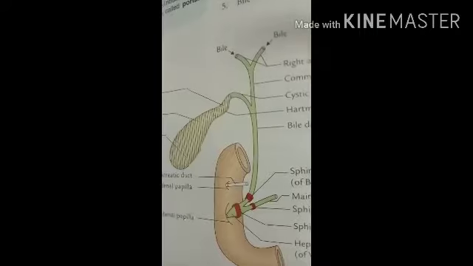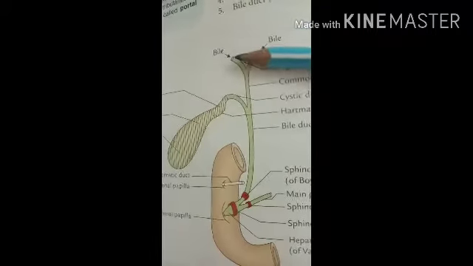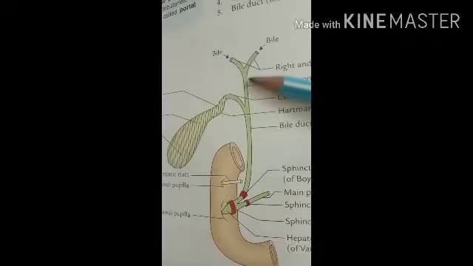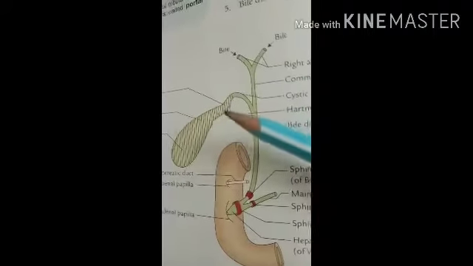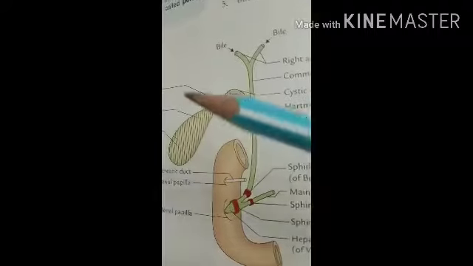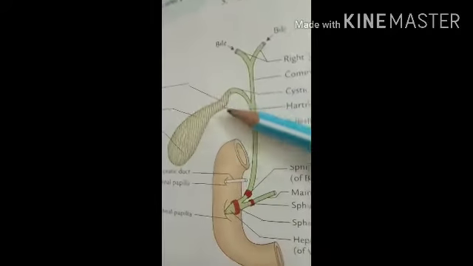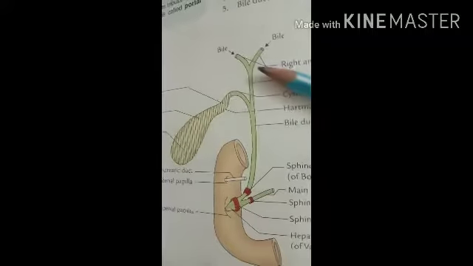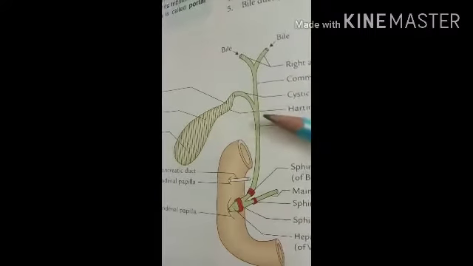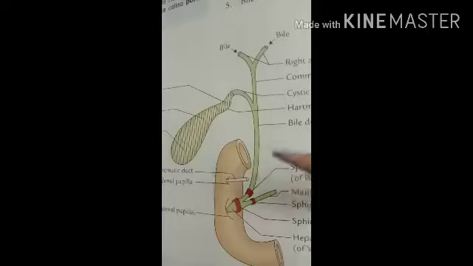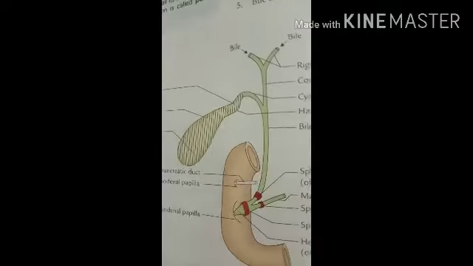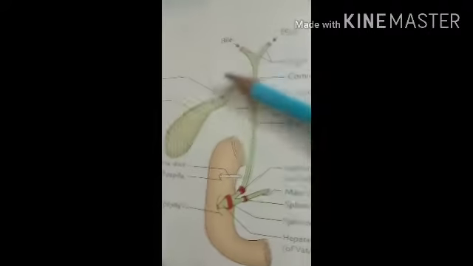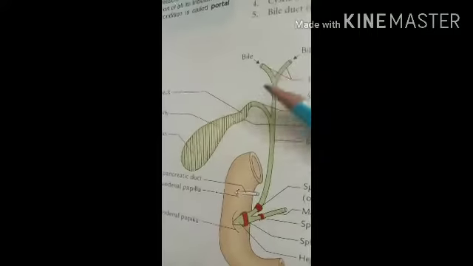So that includes the right and left hepatic duct, then the common hepatic duct, this one, then the gallbladder, this one, then the cystic duct and the bile duct. So these are the structures included in the extrahepatic biliary apparatus. Firstly we should see the right and left hepatic duct.